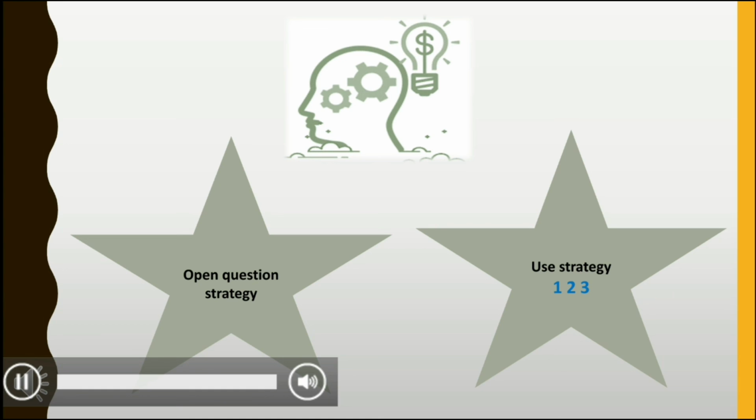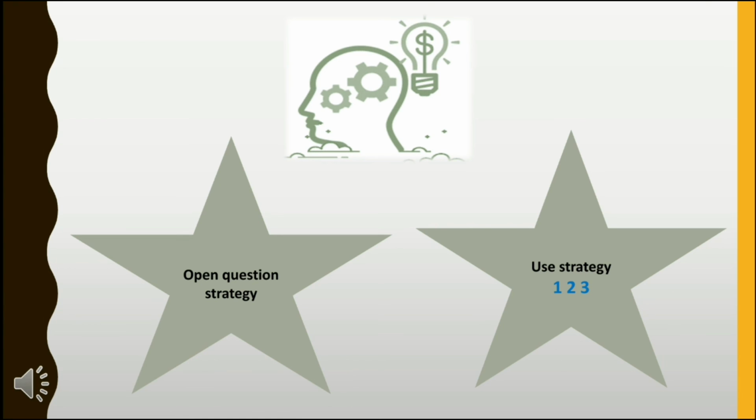As for the strategy, I will apply two strategies with the student. And each strategy requires 5 minutes. The first strategy is the open question strategy. I will ask a student open questions such as what is the meaning of light? What is the resource of light? And the student should write the answer on a piece of paper.